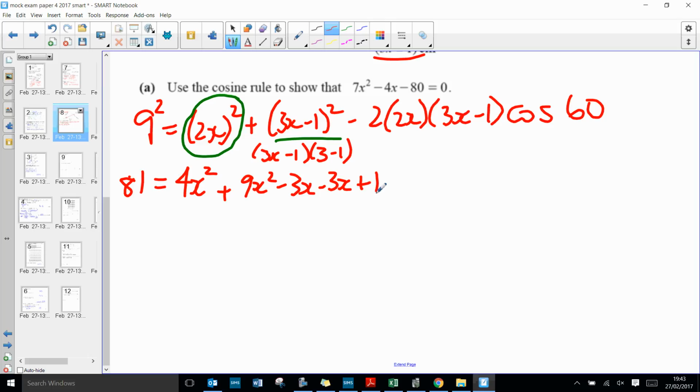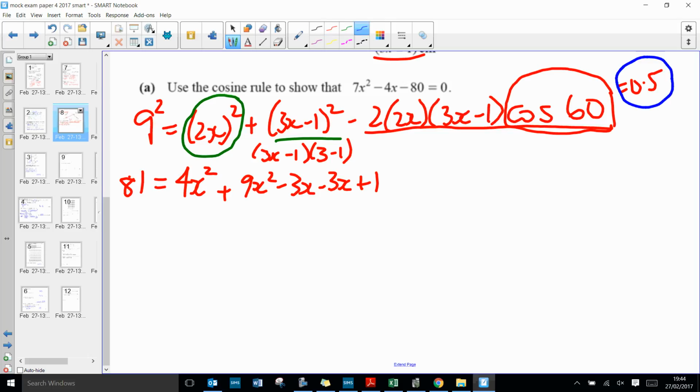We've then got all of these things multiplied together. Now if you use your calculator, you will find that cos of 60 is 1/2. So this half and this 2 actually cancel each other out. So what we've got is this minus sign still, and then we multiply these two together, so that's 6x squared minus 2x. Okay, I put it in brackets because we're subtracting it all.